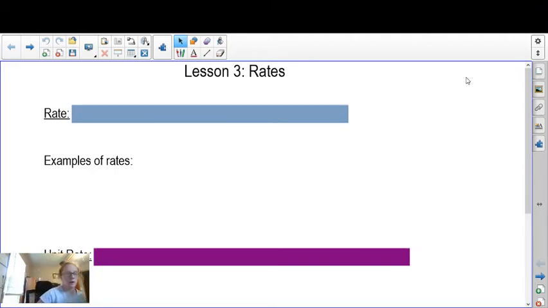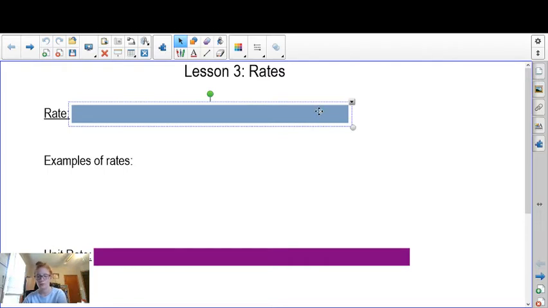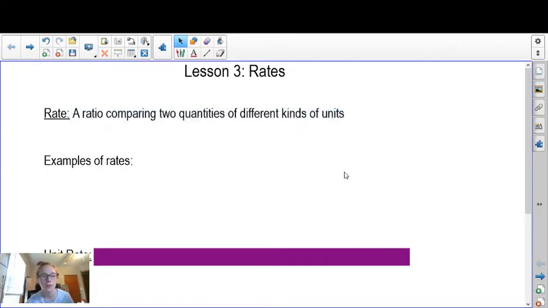So today we're going to talk about rates. Now, what is a rate? A rate's a ratio comparing two quantities of different kinds of units. So let's talk about some examples.